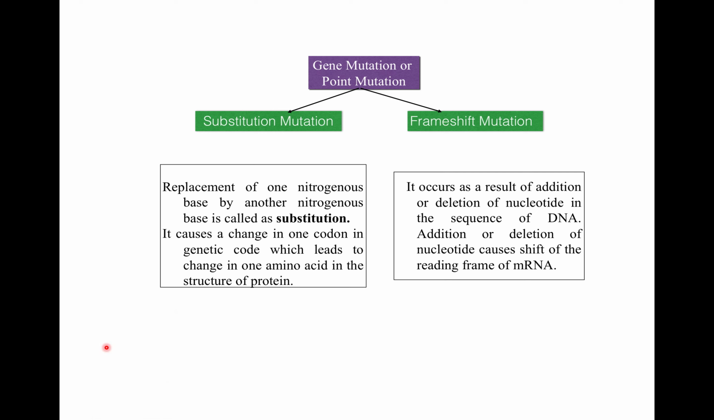Now, frame shift mutation. It occurs as a result of addition or deletion of nucleotide in the sequence of DNA. So, addition or deletion causes shift of the reading frame of mRNA, and it leads to change in all amino acids in a structure of protein, and that's why a new protein is formed that is completely different from the previous protein. So these are substitution and frame shift mutation.